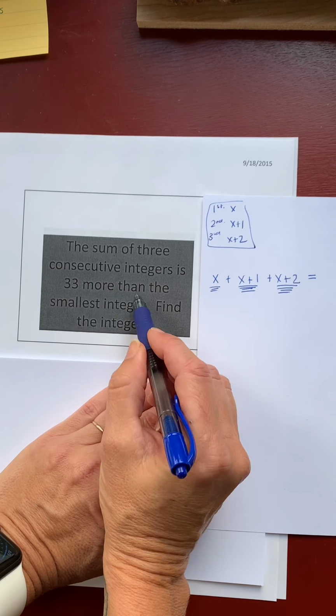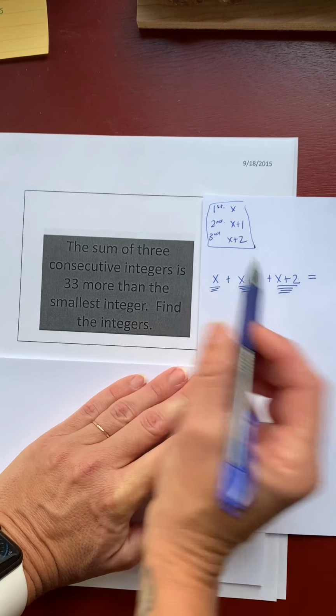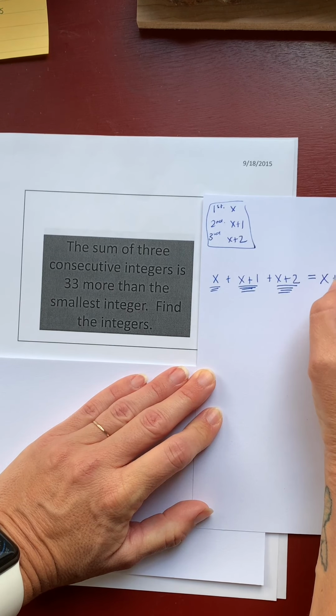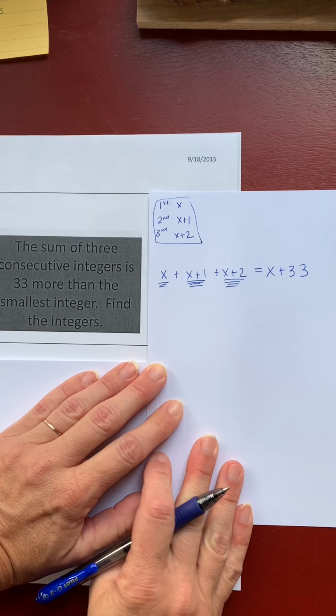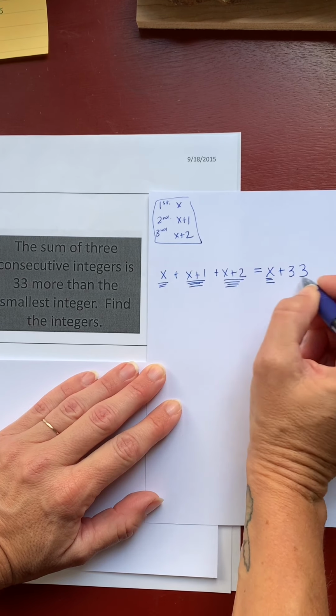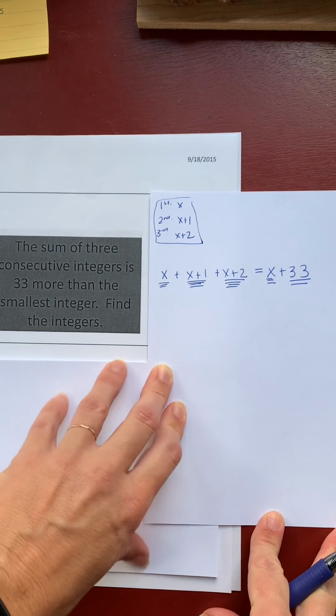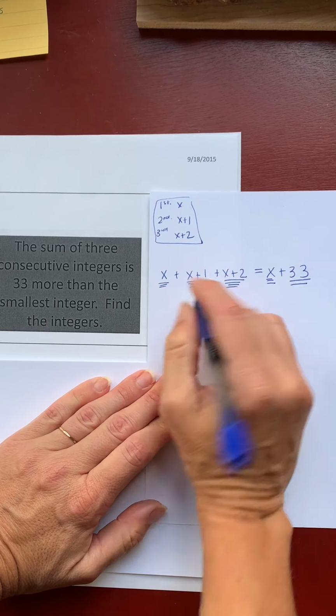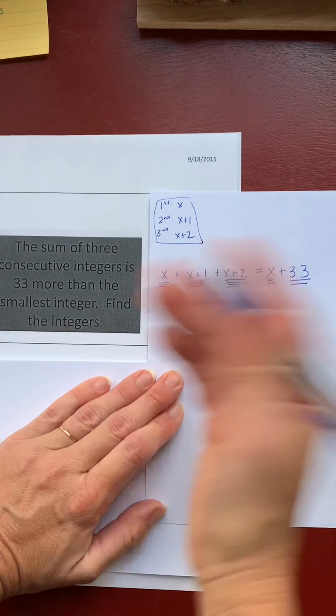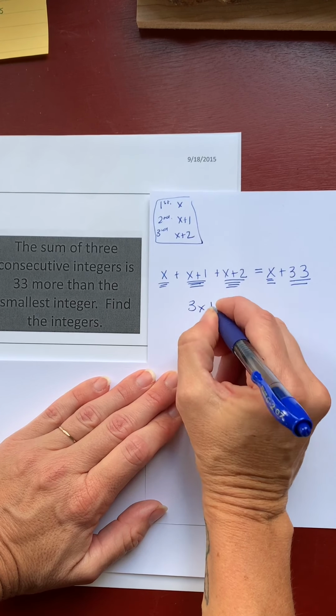So 33 more than the smallest, a turnaround word again. The smallest is x, x plus 33. Sorry, this is my equation. Here we have the smallest again, 33 more than it. All right, put it all together. Again, the setup is the hardest part. Go back and watch again. Keep going back and forth until you feel like you're comfortable.